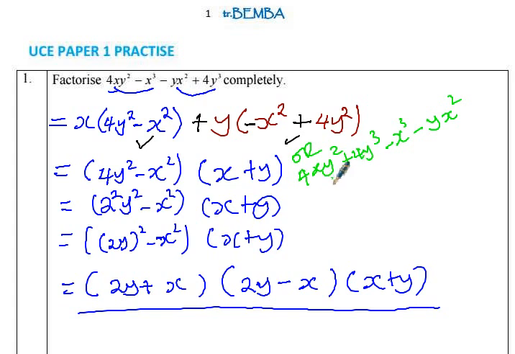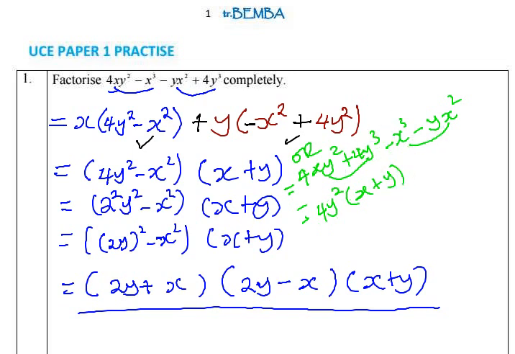Still, since I have 4 terms, I'll look at the first 2 terms and then the last 2 terms. So what is common to these first 2 terms? Let me put my equal signs. I have a 4 here and a 4 here, so 4 is common. I have y squared and y cubed. Since one has a higher power, what is common is the y with the lower power, which is y to power 2. Then I open brackets. What do I remain with here? x. Then what do I need to multiply by this to get 4y to power 3? I need to add a y. When we multiply this by this, we go to this.